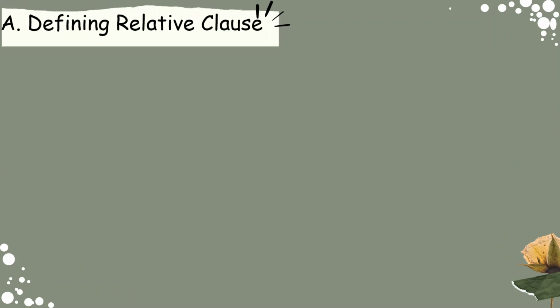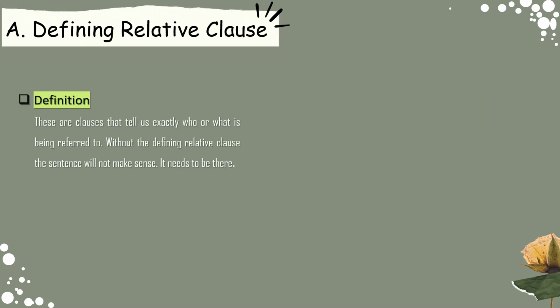The first subtopic is defining relative clause. Definition: these are clauses that tell us exactly who or what is being referred to. Without a defining relative clause, the sentence will not make sense. It needs to be there.